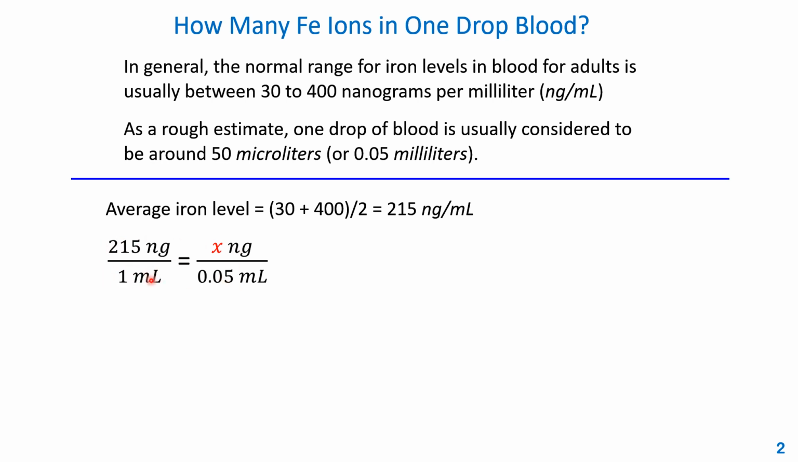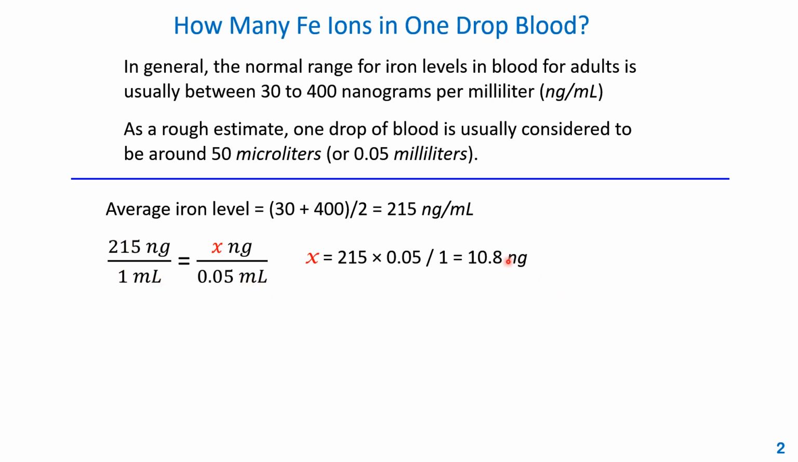In 1 milliliter, you have 215 nanograms of iron, and in 1 drop of blood, the volume is 0.05 milliliter. How many nanograms? It's a proportion. Solve for x: 10.8 nanograms, by cross multiplication divided by 1.